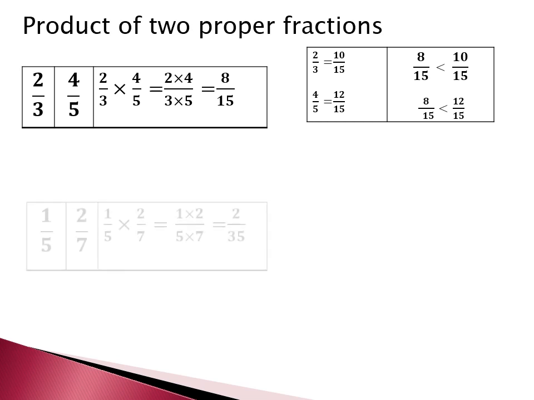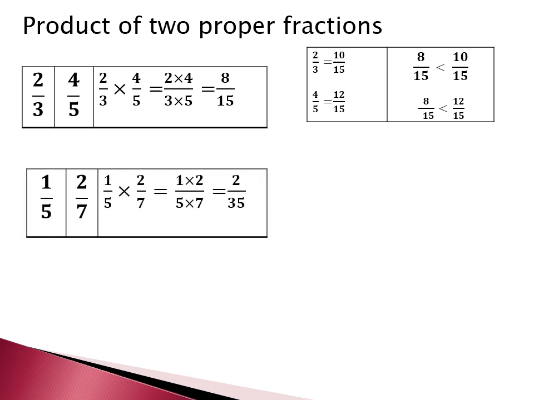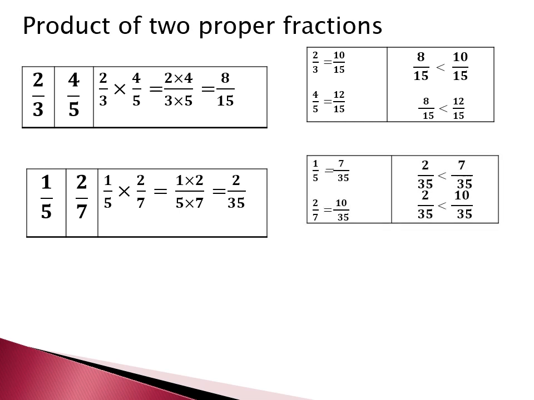One more example. 1 by 5 and 2 by 7. First you check both are proper. Yes, both are proper fractions. Next step is the product. The product is equal to 2 by 35. Now what do we have to prove? 2 by 35 is less than both of the fractions. So what is the step to be done? We should convert 1 by 5 and 2 by 7 into equivalent fractions with the denominator 35.